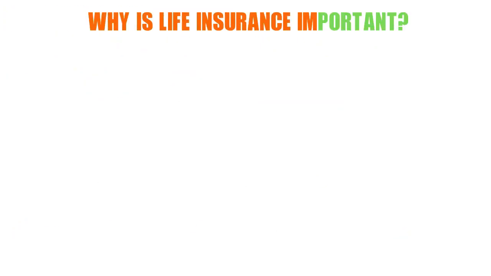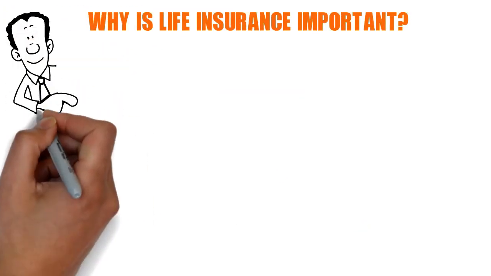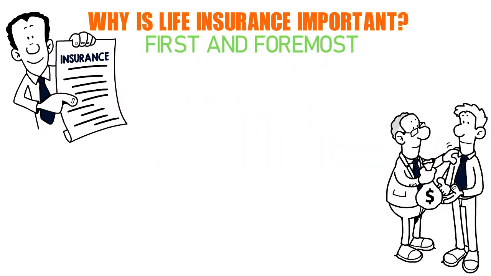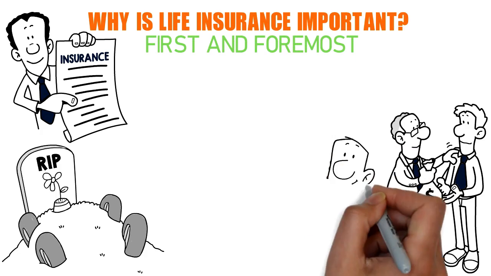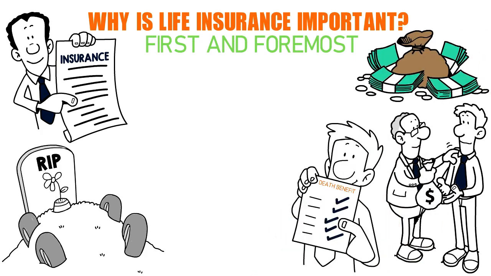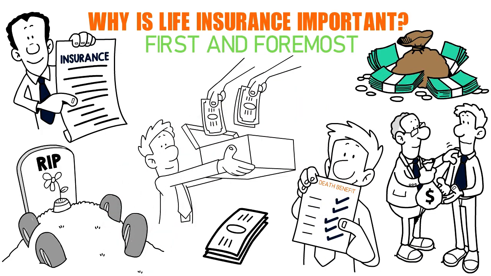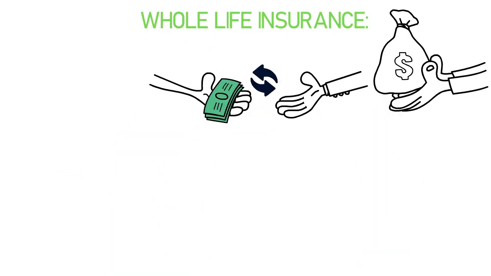Why is life insurance important? Having life insurance is important for a number of reasons. First and foremost, it provides financial protection for your loved ones in the event of your death. The death benefit can help cover expenses and provide a source of income for your family. Additionally, life insurance can also serve as a source of savings and investment. Whole life insurance, for example, builds cash value over time, which can be borrowed against or used as a source of retirement income.